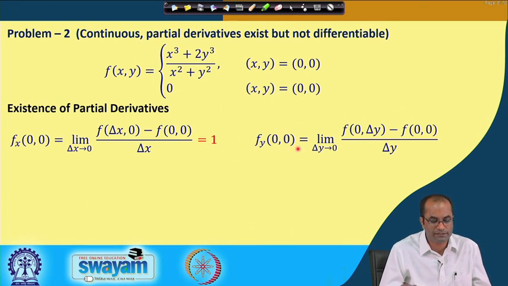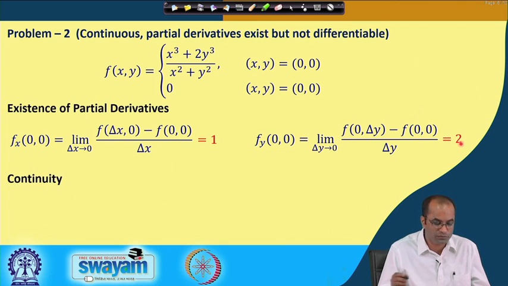Similarly, when we compute f_y at (0, 0), in this case we will get x = 0 here, and we will get 2Δy cubed and then here also Δy squared, and this Δy will make Δy cubed. So this Δy cubed will get cancelled and we will get this limit as 2. So the partial derivative with respect to x is 1 and the partial derivative with respect to y is 2.